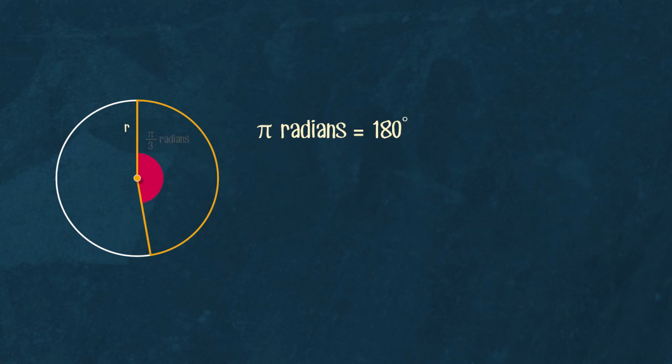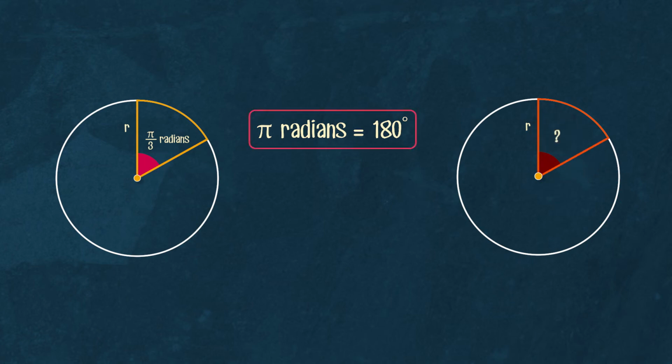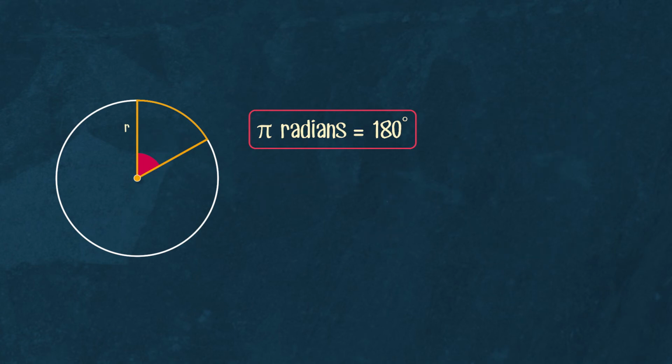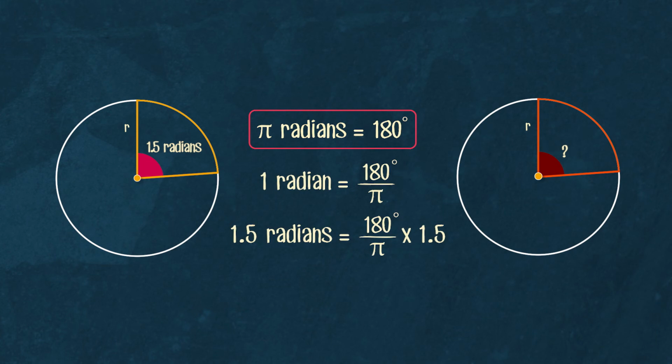So if this angle is 1/3 pi radians, what is this in degrees? Using this relationship, 1/3 pi radian is equal to 60 degrees. What about 1.5 radians? What is it in degrees? By proportion, it is 180 over pi times 1.5, which is approximately 85.9 degrees.